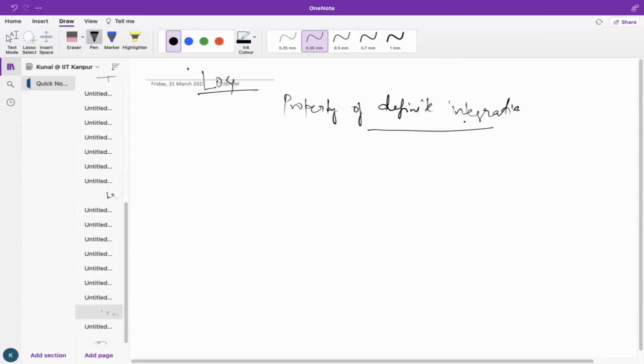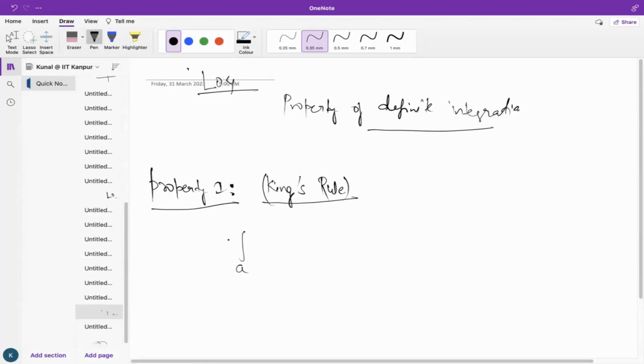So first we are going to learn a property. These are important, so try to focus more on it. Our property one is also known as King's rule. It tells us that if we integrate a function from a to b, this is the same as integrating this function from a to b, but we replace x by a plus b minus x, and dx.